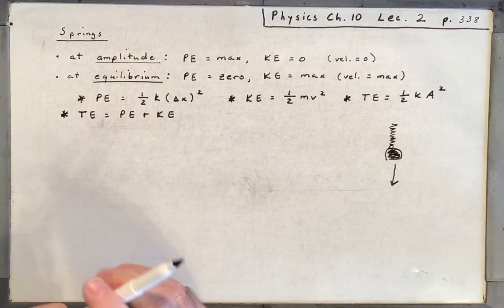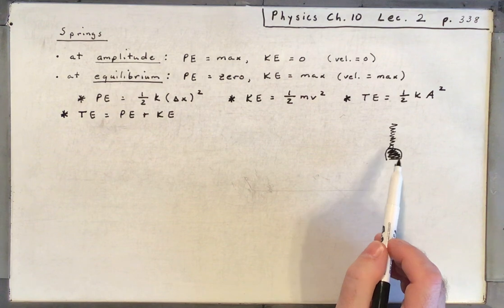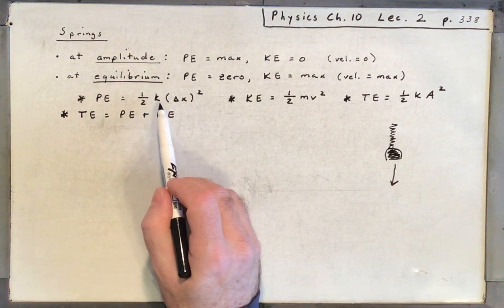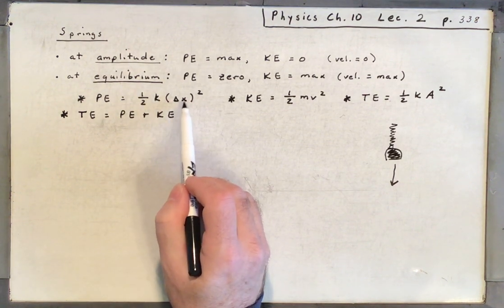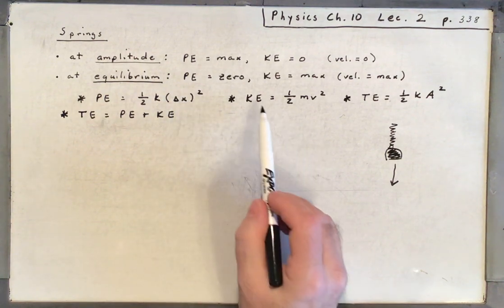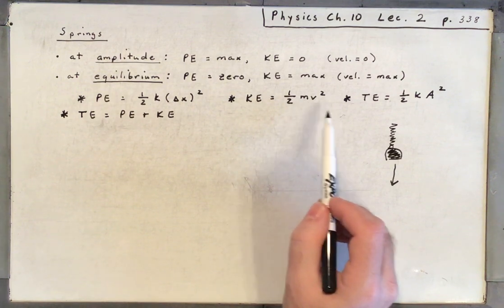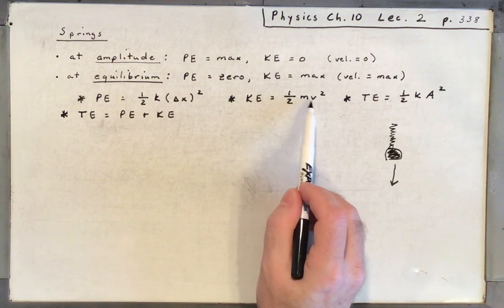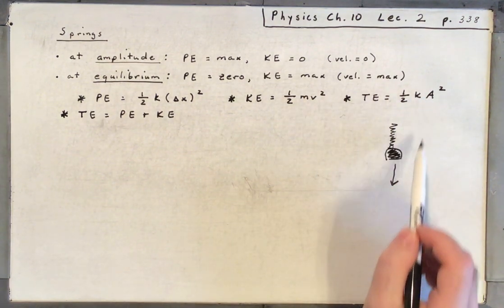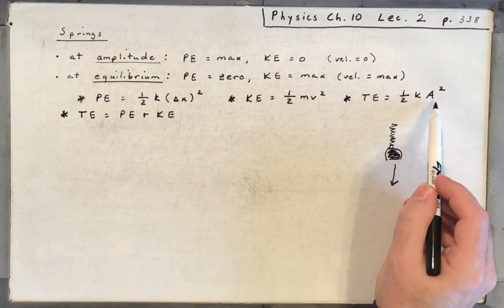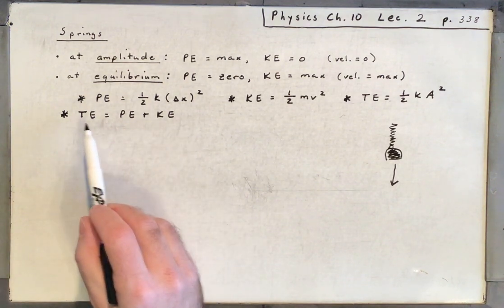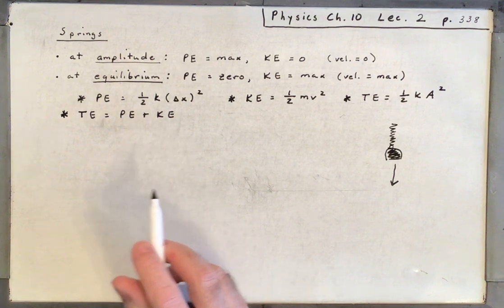So there are 4 equations that govern spring energy that you need to memorize. Potential energy is 1/2 k delta x squared. Delta x is just the distance from equilibrium at whatever point in time you're interested in. Kinetic energy is just like the kinetic energy we used in chapter 8, 1/2 mv squared. And then the total energy is 1/2 k times the amplitude squared. That amplitude, of course, is that maximum distance that the spring has been pulled from equilibrium position. And then you have the energy equation: total energy is equal to potential energy plus kinetic energy.